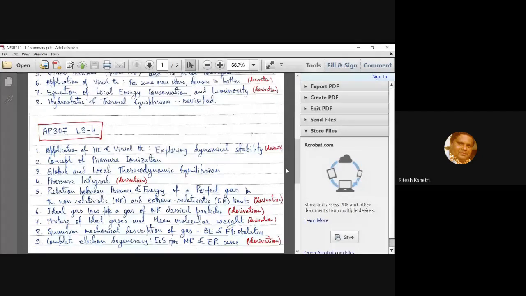And this was the logic behind our consideration of local thermodynamic equilibrium. After that, we derived a very important relation known as the pressure integral, and then we used that relation to derive the equation of state, or basically the expression of pressure for a perfect gas for both non-relativistic and extreme relativistic limits. This was a very simple and interesting derivation.